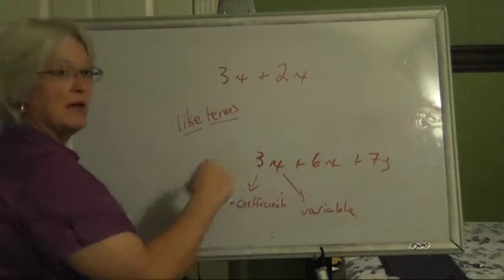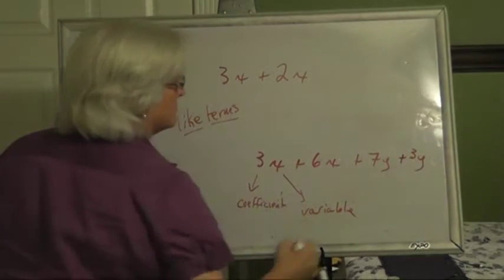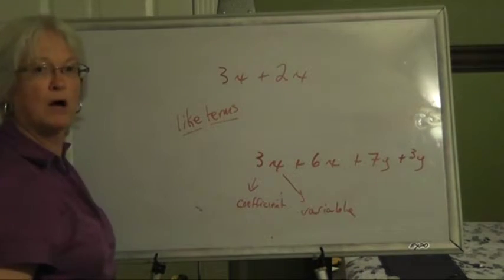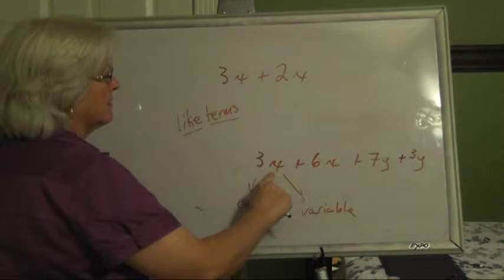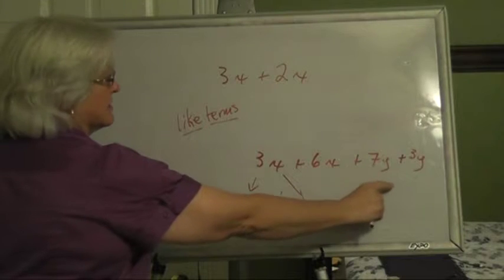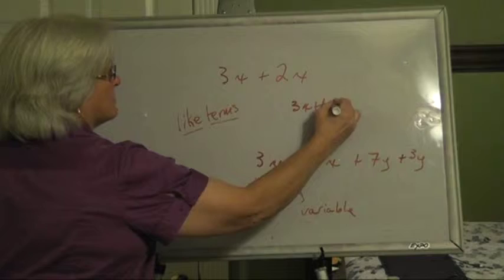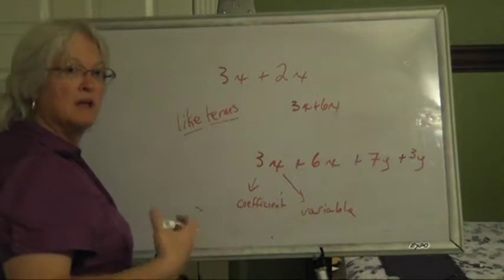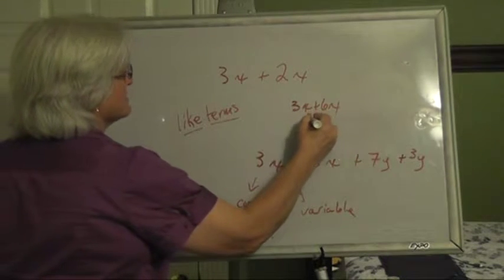So what terms do we have here that are like terms? We have 3x plus 6x plus 7y plus 3y. Well, it says the variables have to be alike. So 3x plus 6x, that's an x, that's an x. What are we describing? We're describing x's. How many are there? We add the coefficients together. 3 plus 6 is 9x.